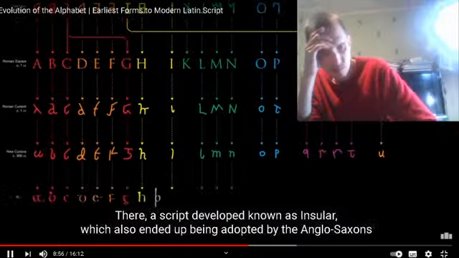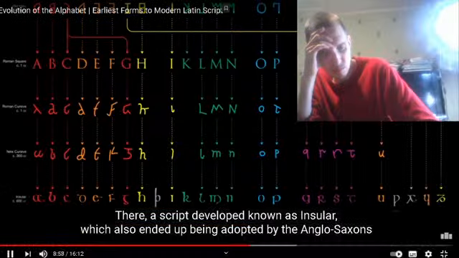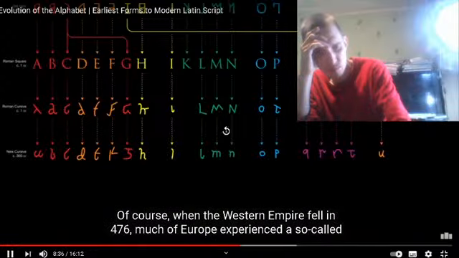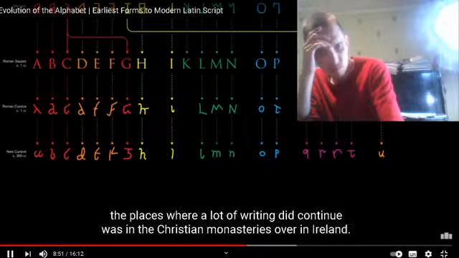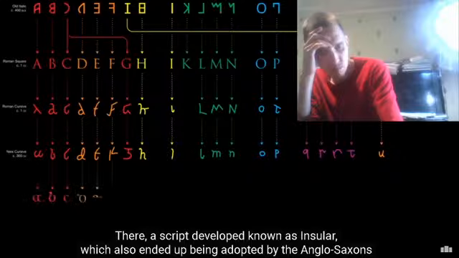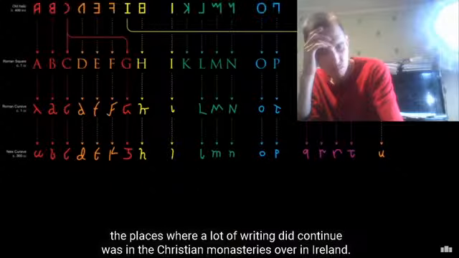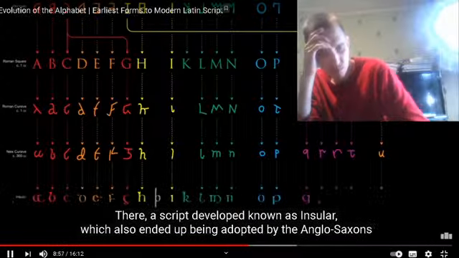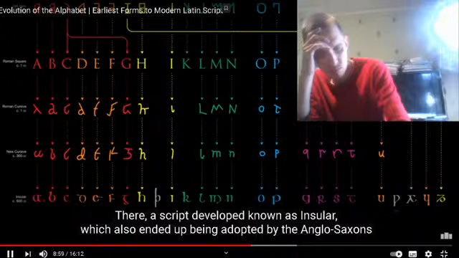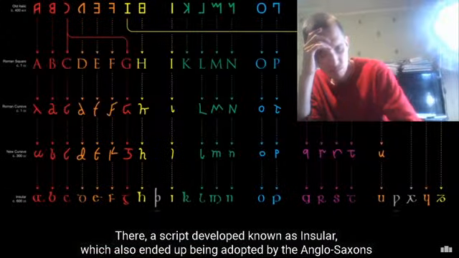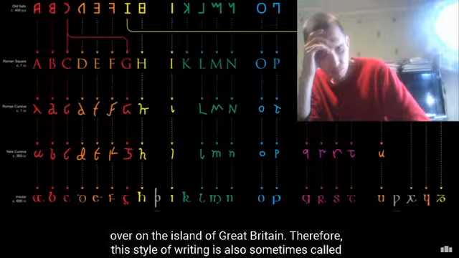There, a script developed known as insular, which also ended up being adopted by the Anglo-Saxons over on the island of Great Britain. Therefore, this style of writing is also sometimes called Old English.